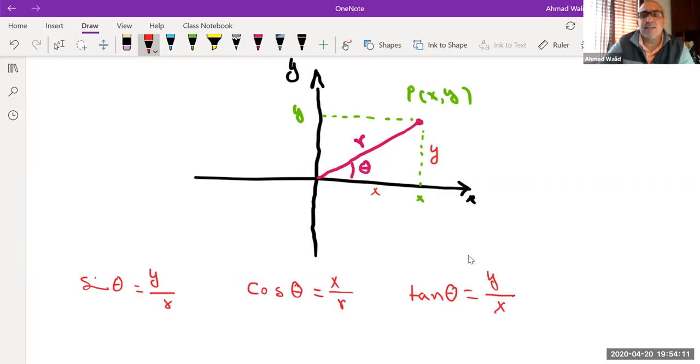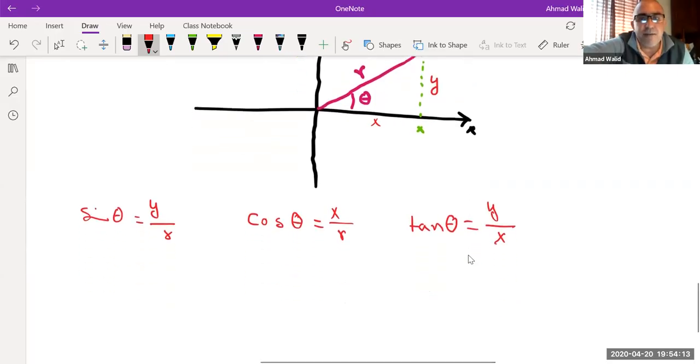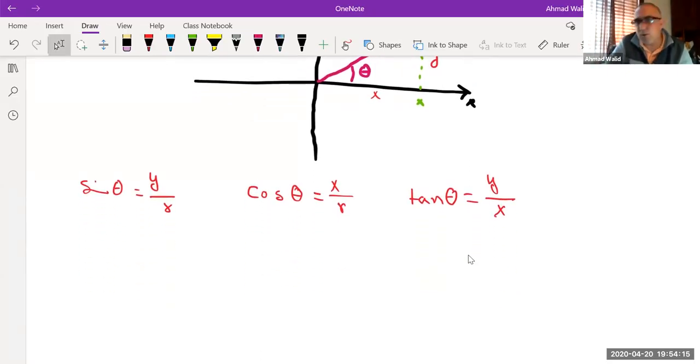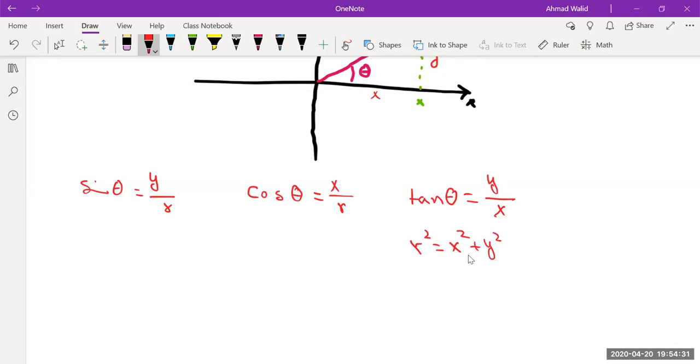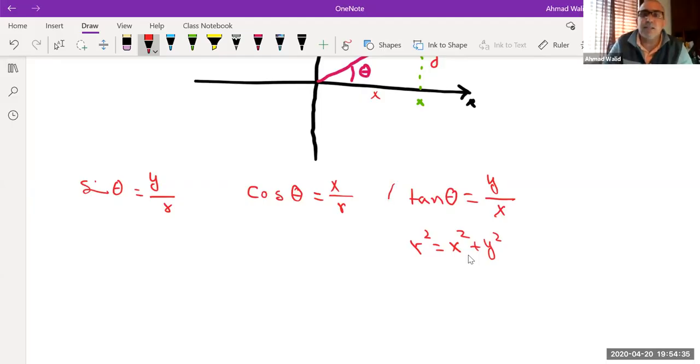Y over X. I don't think you have a problem here, right? At least you remember this much from trigonometry. Also, let me put here this for you: r squared equals x squared plus y squared. What is this? Pythagorean theorem, right? Let's keep these two separate. Let's work first with these two.